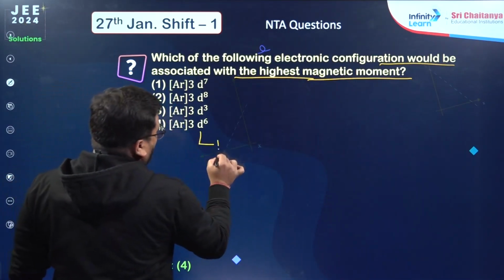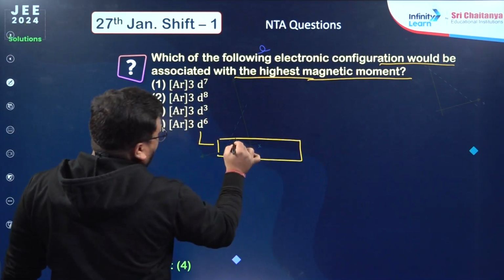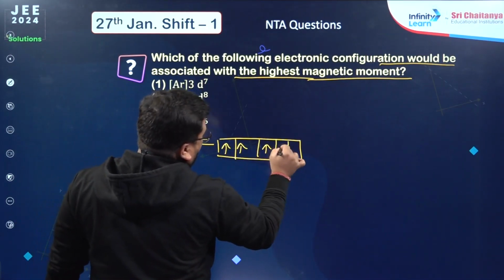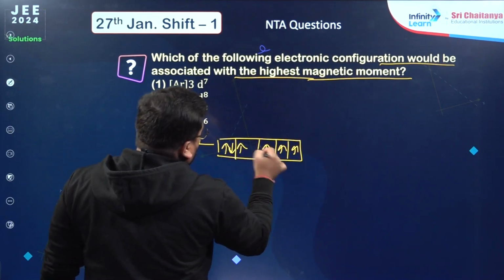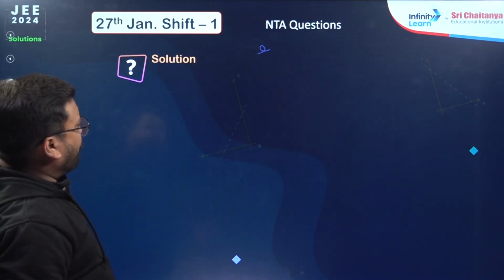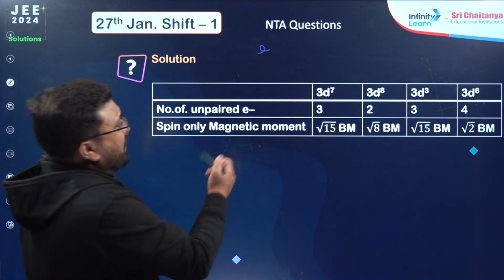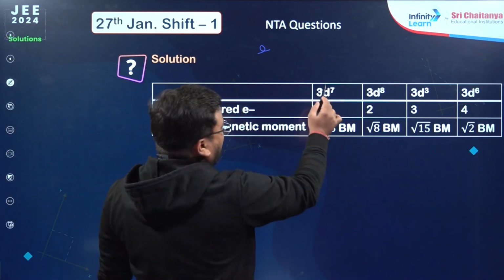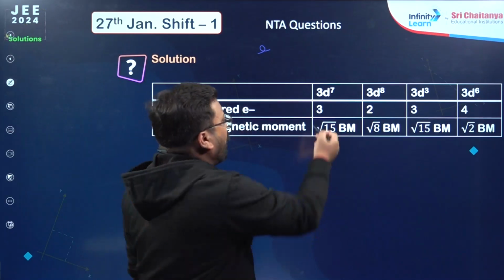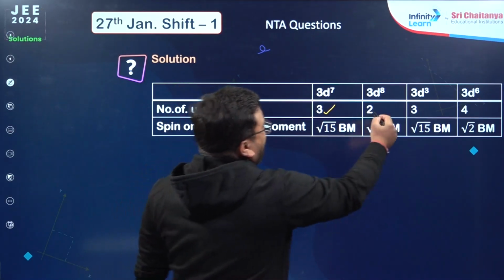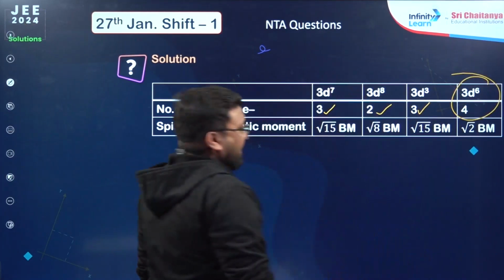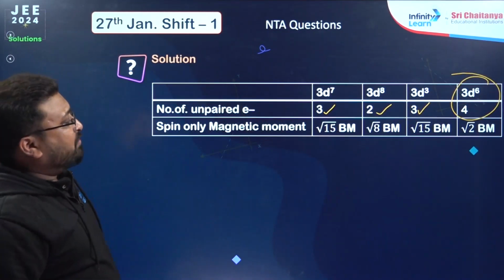So in D6 configuration, this is 1, 2, 3, 4, 5, and 6. There is 4. Oh, I think all the options are just written over here. So you can see in D7 structure, 5 single in the upward direction, and 2 will be downward. So 3 will be unpaired, 2 will be unpaired, 3 will be unpaired. So D6 will be the highest.